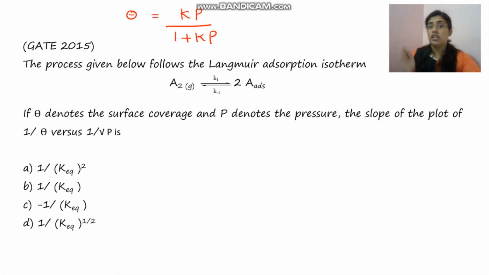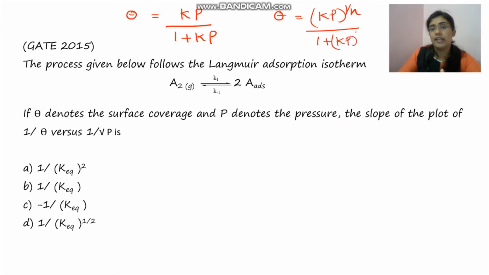Now this is for the equation when we have monoatomic gases. Now if my gas can undergo association or dissociation, if it is a dissociative or associative mechanism, then in such cases my theta equation becomes theta equal to Kp raised to 1 by n divided by 1 plus Kp raised to 1 by n. This is the equation. That 1 by n part also comes when it is associative or dissociative.